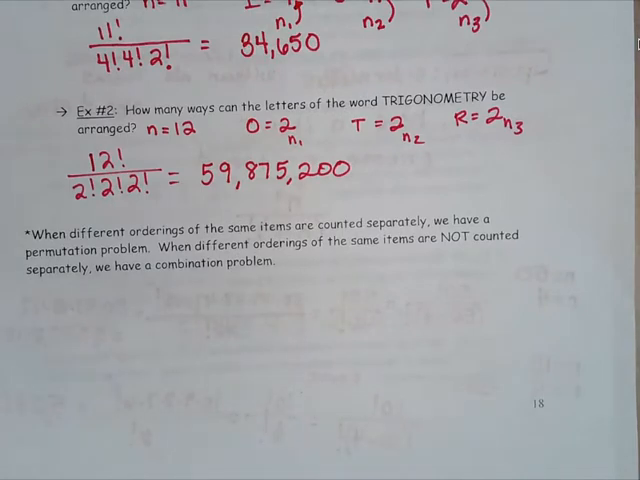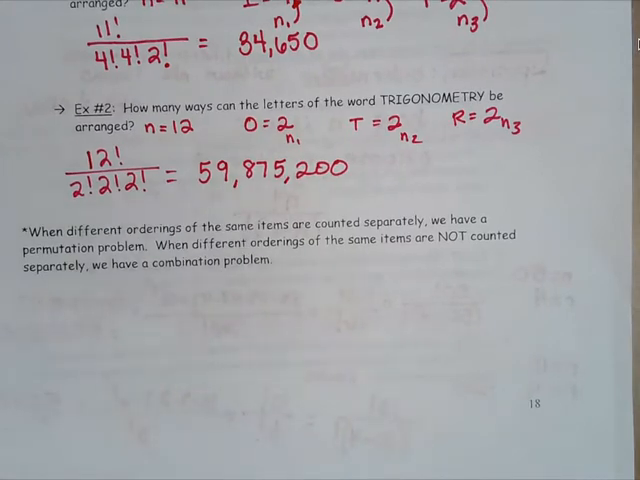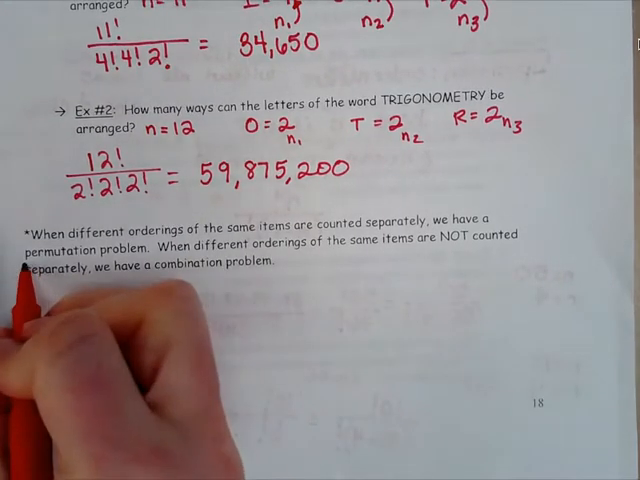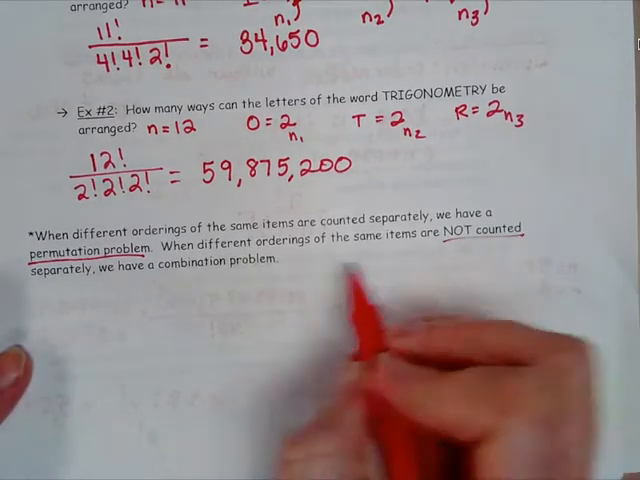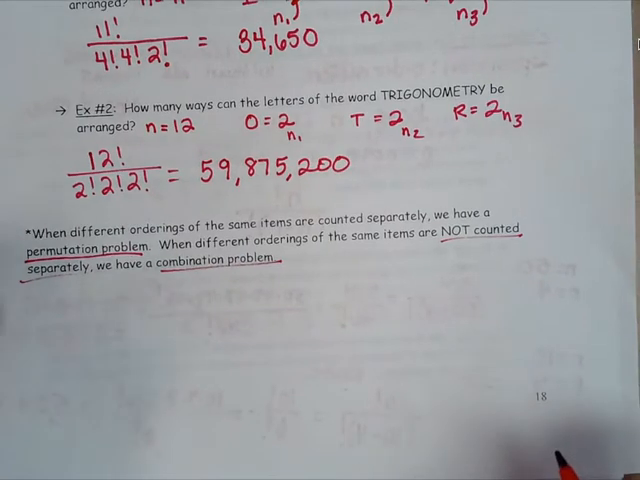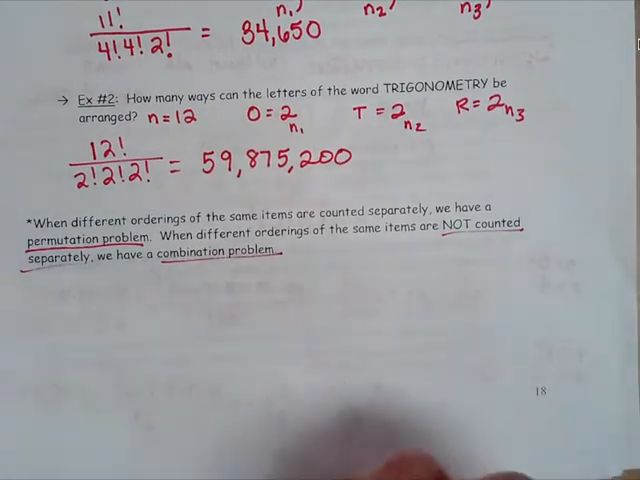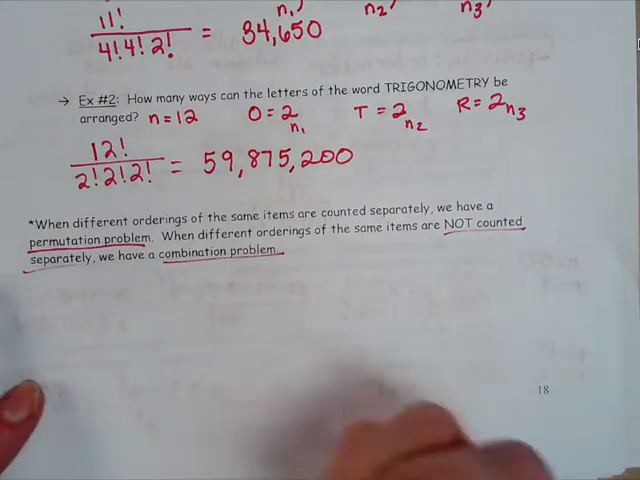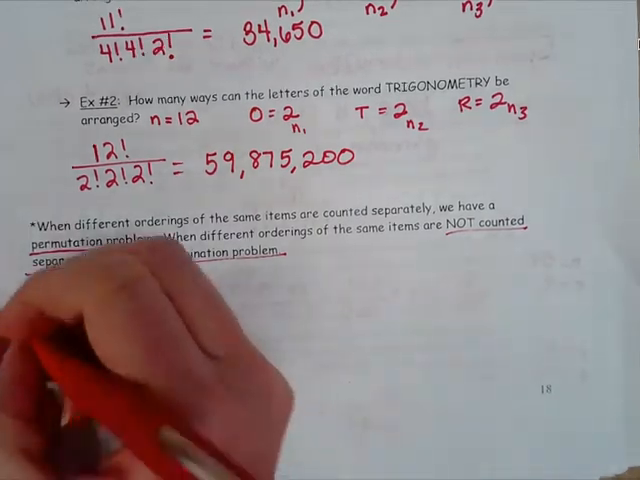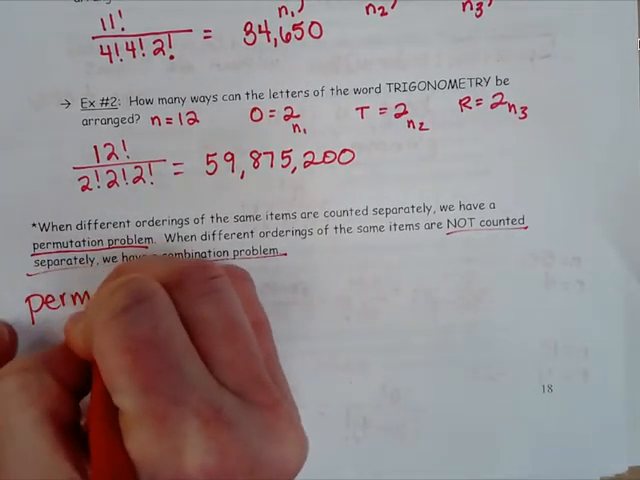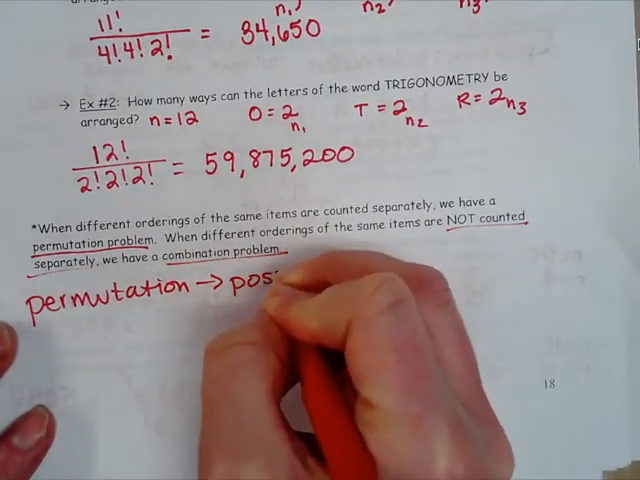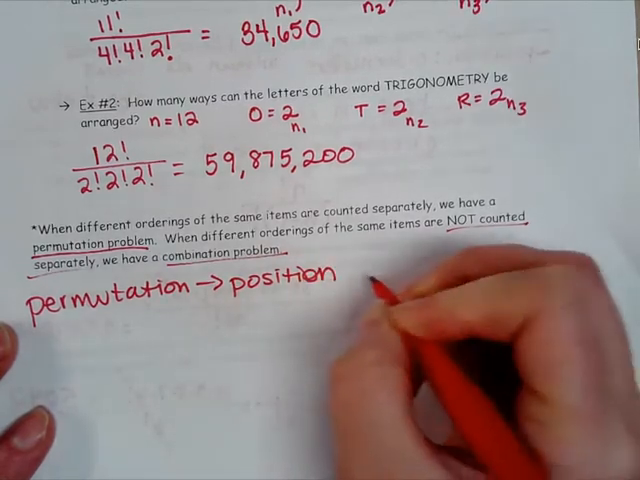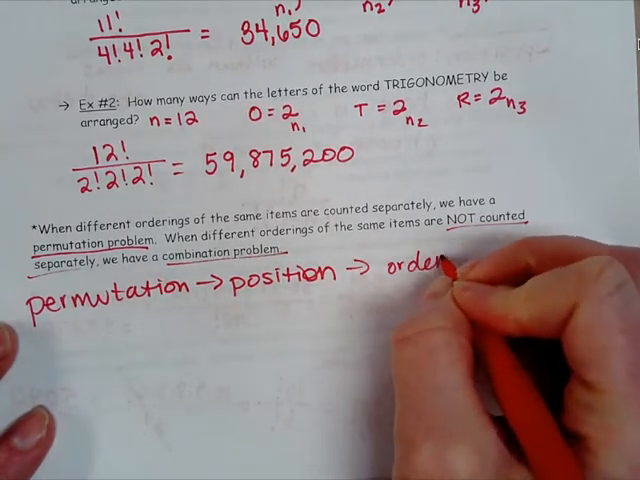All right, so these are permutations, when order matters. When different orderings of the same items are counted separately, we have a permutation problem. When different orderings of the same items are not counted separately, we have a combination problem. The way to remember this is, remember how I talked about permutation position, order matters? So write that down. Order matters.